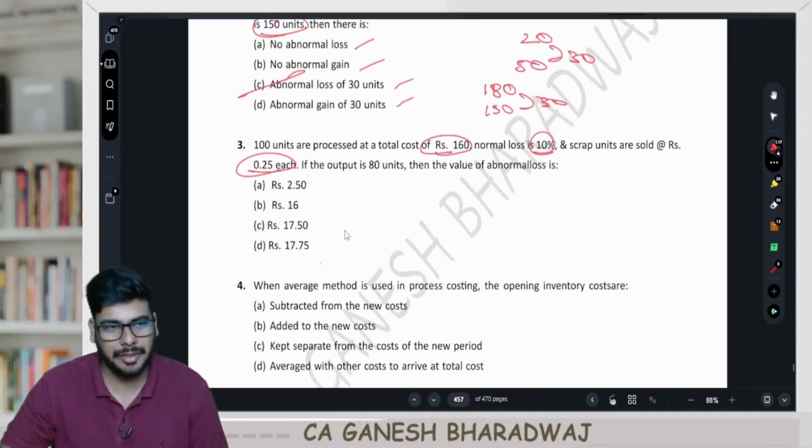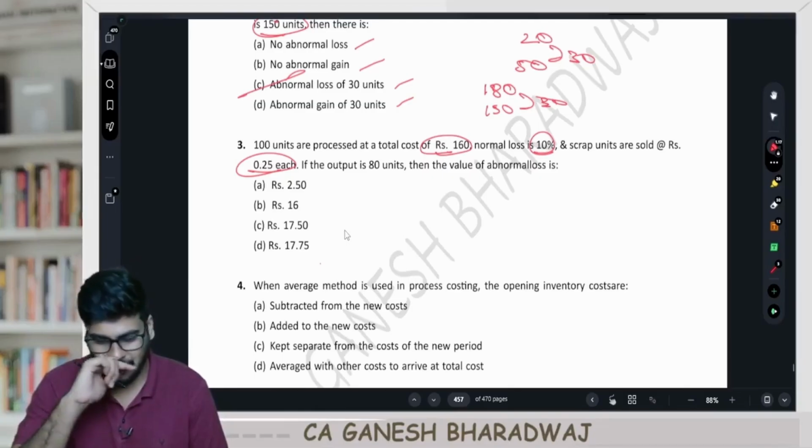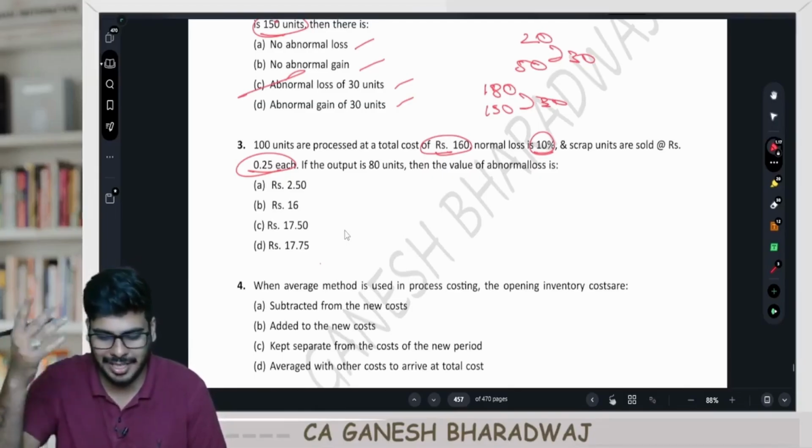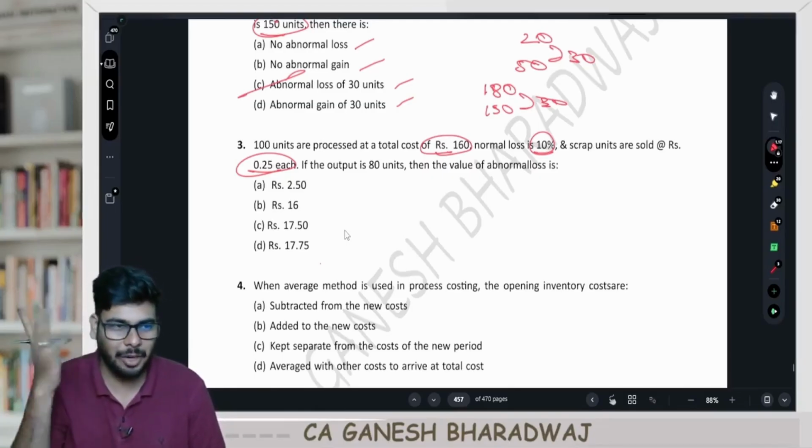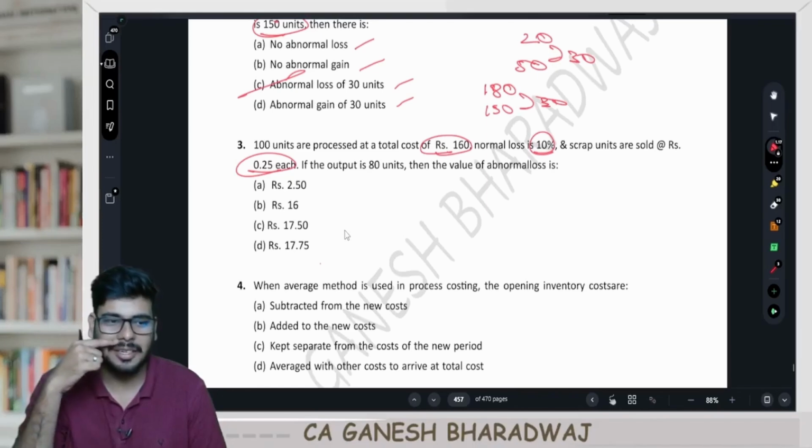D, 17.75. 17.75. Sure. Looking at your faces, I don't think you got the answer. You got something as 1 point something, correct? So 7 something. So you said either C or D. Inky pinky ponky, and you chose D. I can clearly see that.